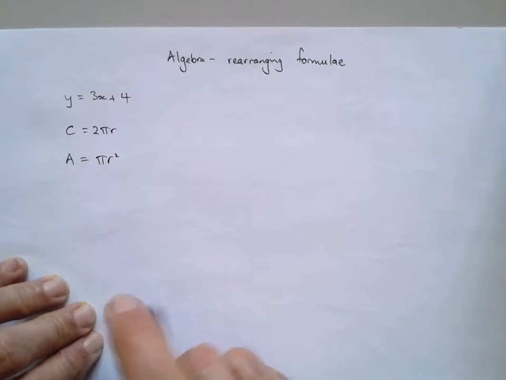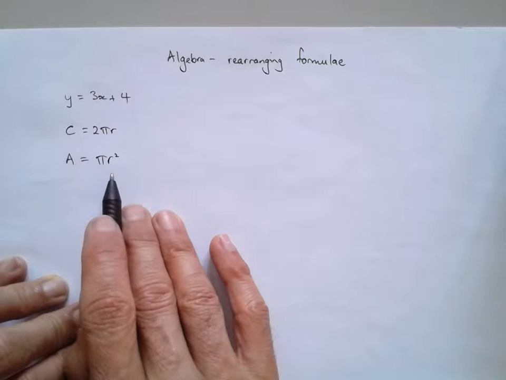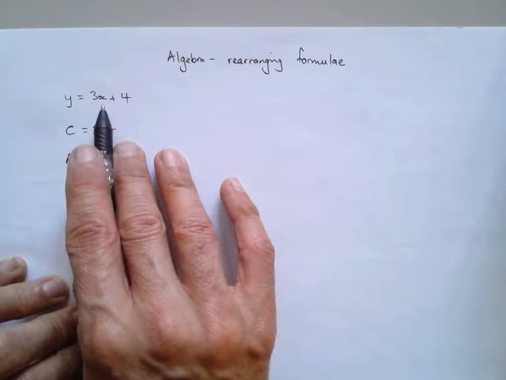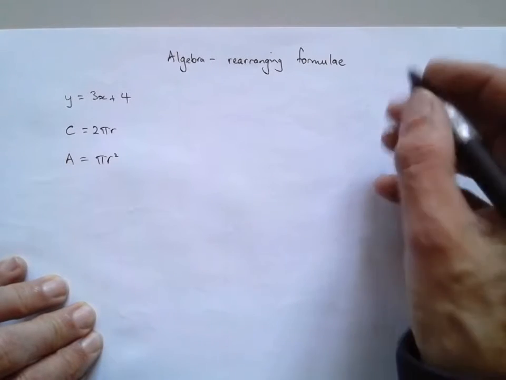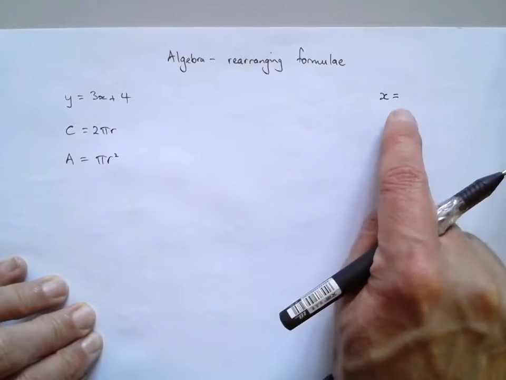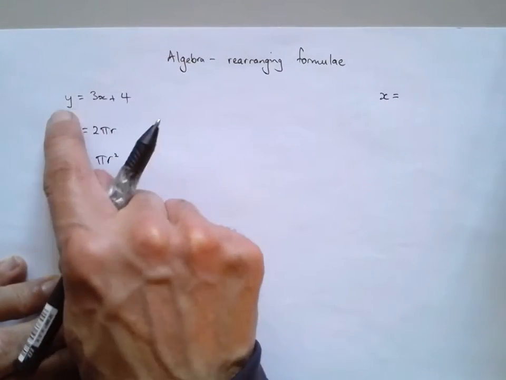But I might want to rearrange these formulas to write them in terms of x, for instance, for this one as the subject of the formula. So ultimately I want to get to something like x equals. I want to make x the subject of a formula. That is also true for this.